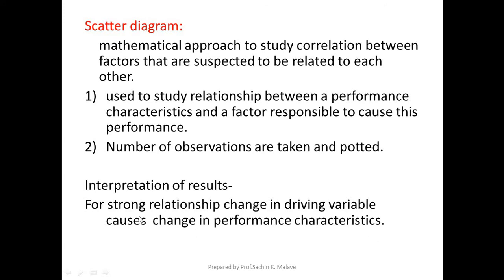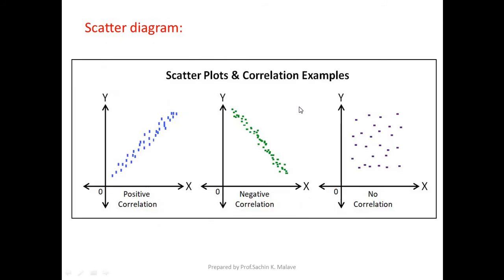Now, how is the relationship interpreted? We can see there are various possibilities. In a scatter diagram, suppose this is the y-axis and this is the x-axis. On the y-axis there is the performance characteristic, on the x-axis there is a driving factor or cause. So on the y-axis there is the effect, on the x-axis there is the cause. As you can see, there are three sketches: sketch number 1, sketch number 2, sketch number 3.